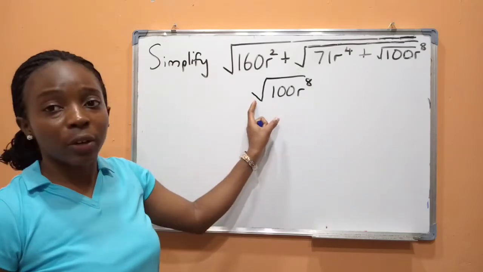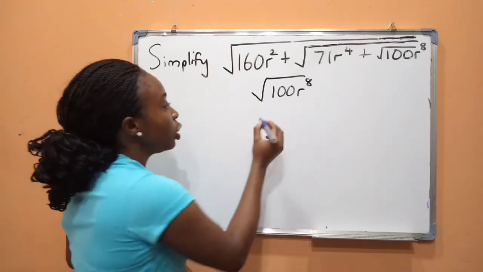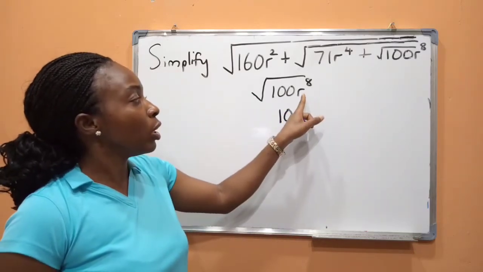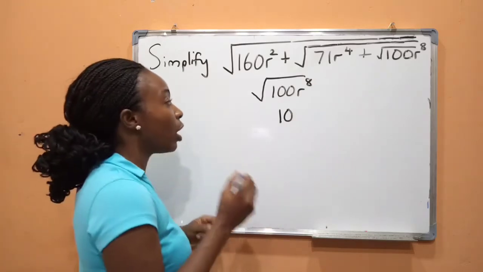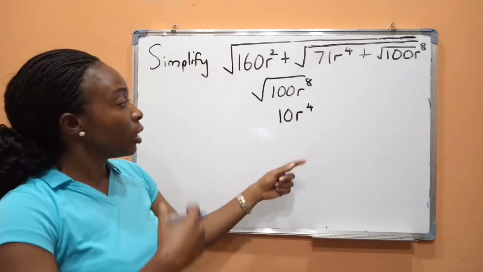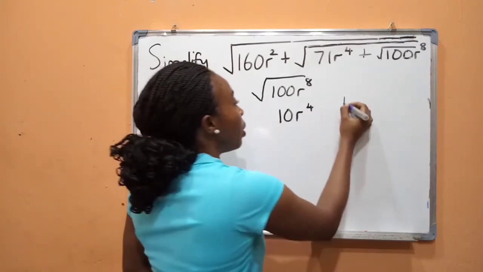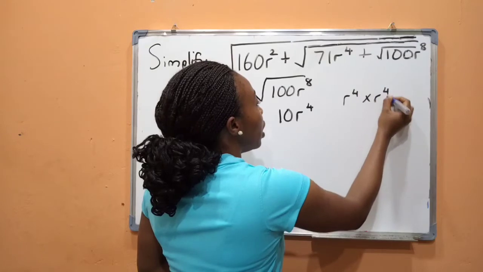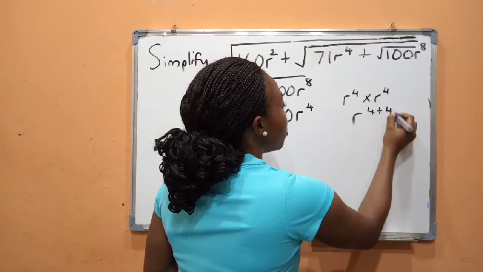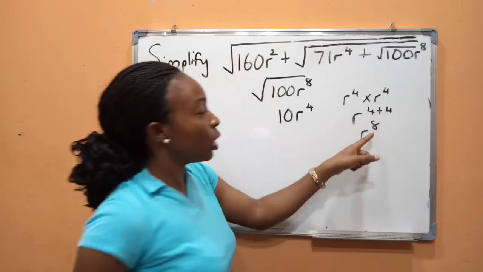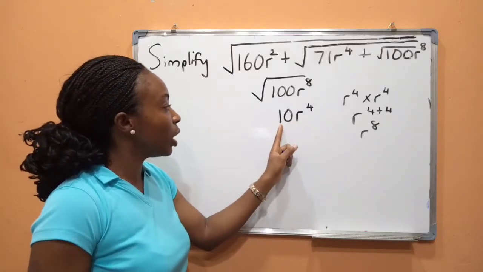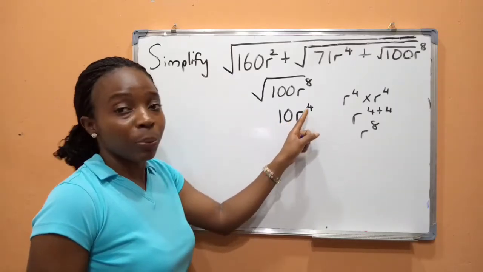Okay, so now that we have this, what's the square root of 100? The square root of 100 is 10. And then what is the square root of r to the power of 8? The square root of r to the power of 8 is r to the power of 4. Remember, if you say r to the power of 4 times r to the power of 4, it's going to give you r to the power of 8, because you're summing up the powers, or the exponents. Now, observe something. Now we've gotten this. We've got 10r to the power of 4.